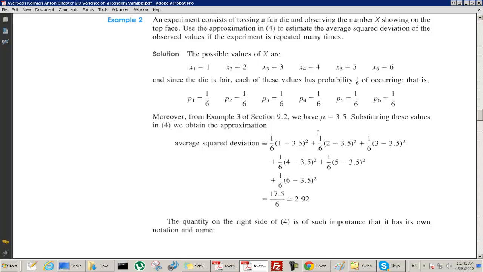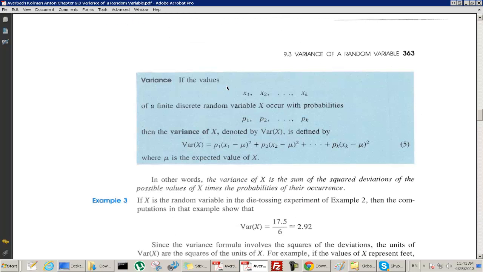So we get that. We get this number. So this is an approximation for what the average square deviation is. This is a measure of the spread of the random variable, which is the number of dots on a die. So this has a name, this thing that we've been calculating using the probability instead of the relative frequency here, and that's called the variance of the random variable.